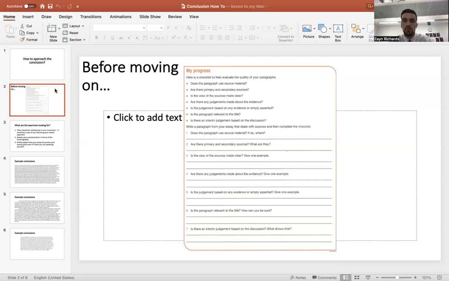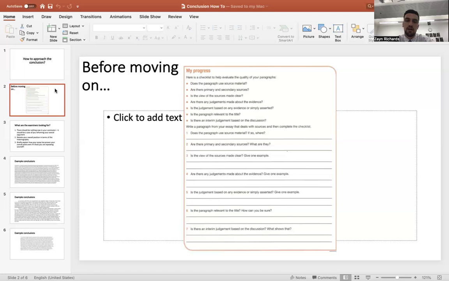But before moving on to the conclusion, I would like you to have a look at this checklist. This was given to you in your NEA handbooks. I would go through your essays and ensure that you are hitting all of these success criteria and questions. So make sure that in your paragraphs, or sections, you have source material, primary and secondary sources, views of the sources made clear, and judgments made about the evidence. Is the judgment based on evidence or simply asserted? You should be basing it on evidence.